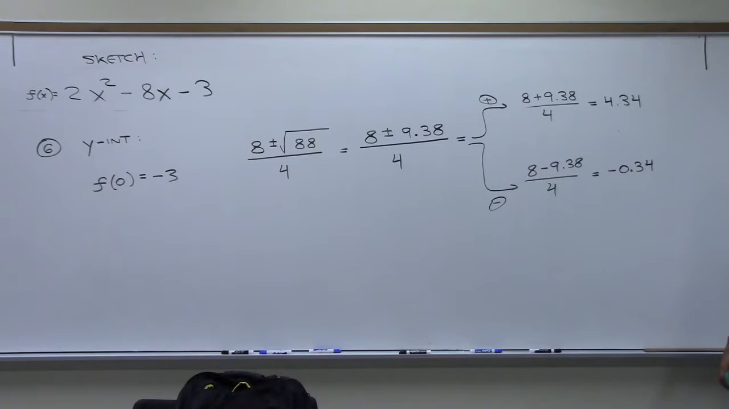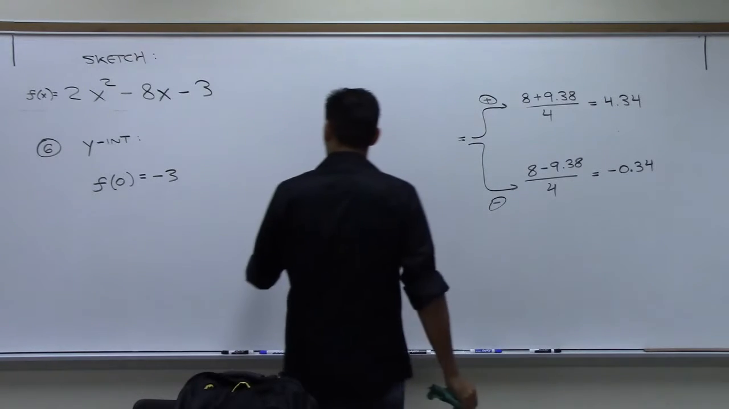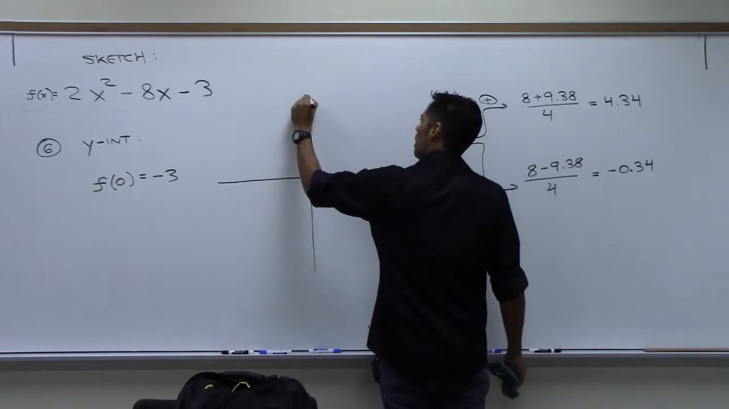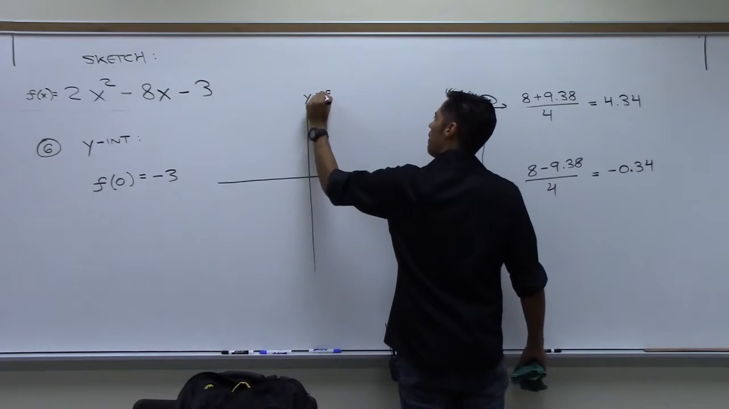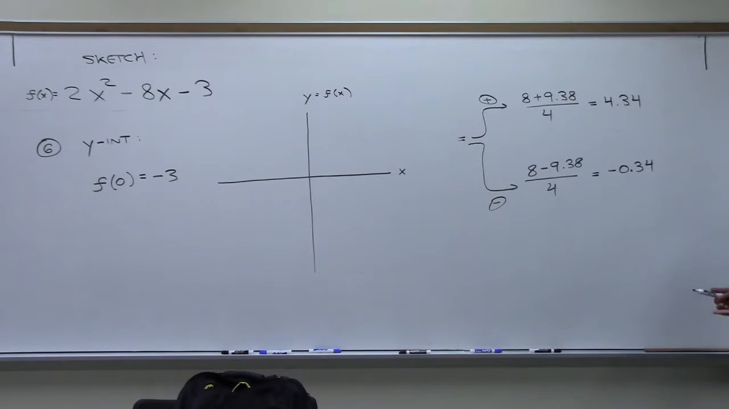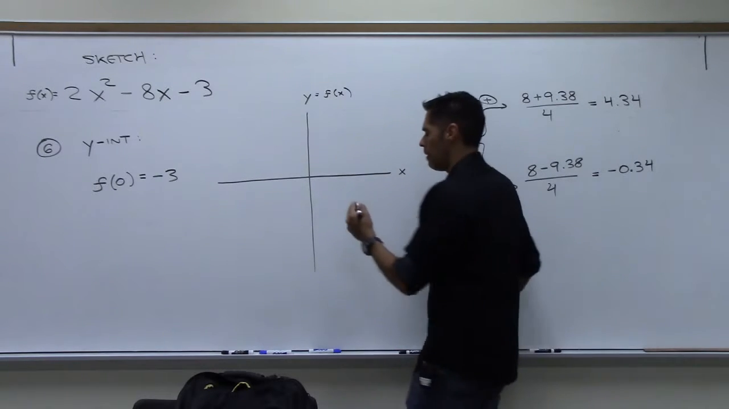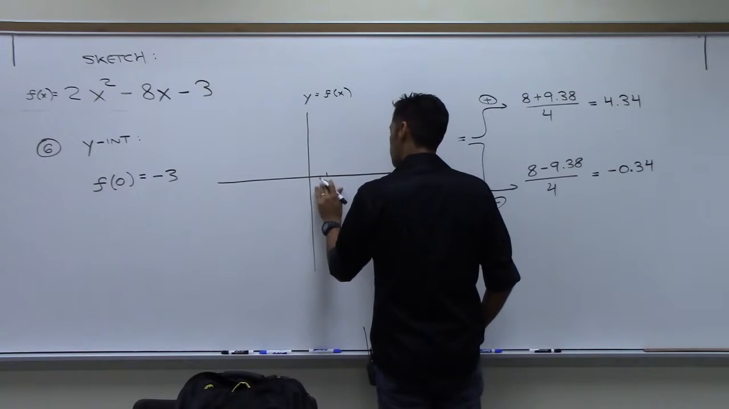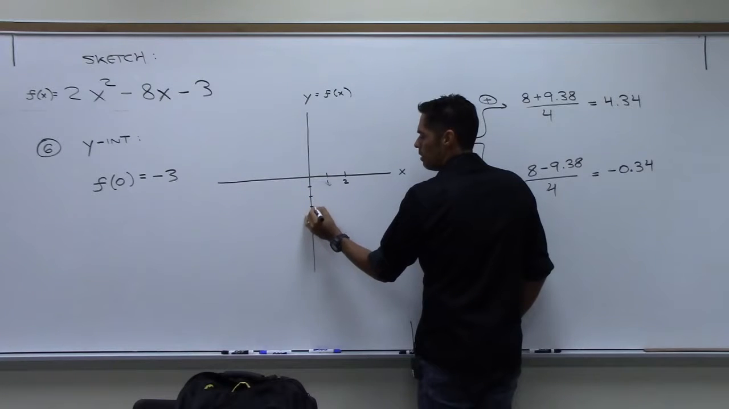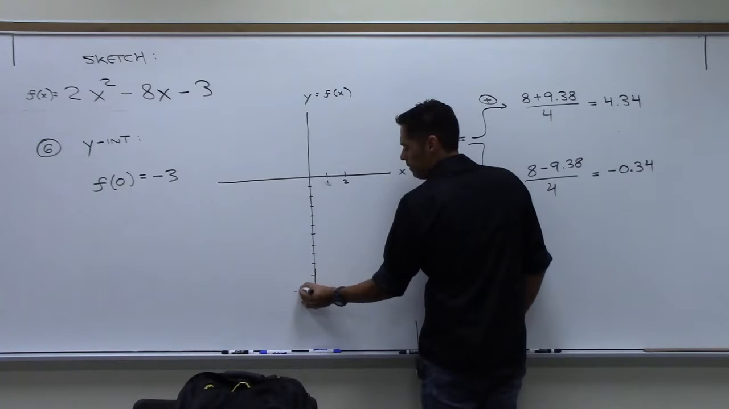Plot it. Now that's the last step, right? All right, so here we go. Now here's where my graph needs to kind of look decent, all right? So here's my x and y axes. I'll go ahead and label them x and y. You could also write f of x up here instead of y, either way. I'm going to start with the first piece of information I had, which was my vertex. My vertex was 2, -11. So 1, 2, and then 1, 2, 3, 4, 5, 6, 7, 8, 9, 10, 11, -11.